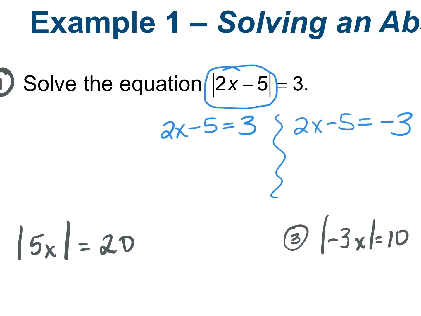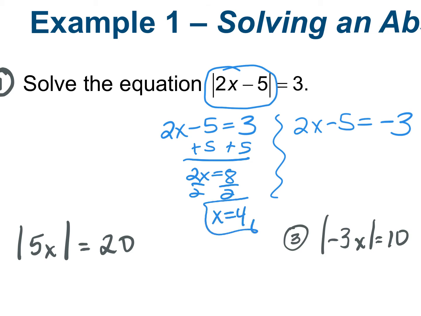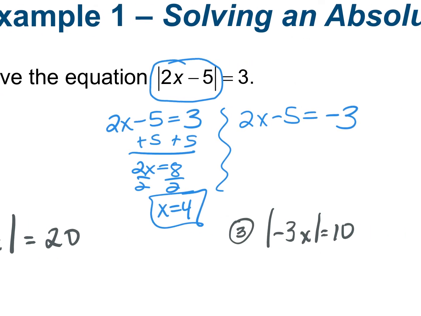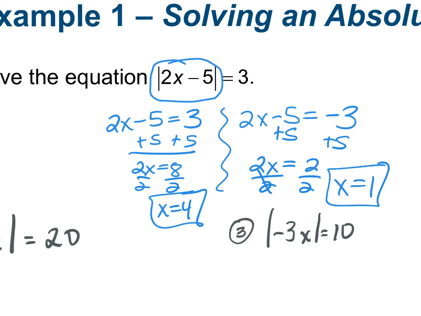So I'm going to add 5 to both sides. I get 2x equals 8. I divide both sides by 2. And over here, I get x equals how much? 4. Over here on this side, I'm going to add 5 to both sides. I get 2x equals what? 2. Divide both sides by 2, and I get x equals what? 1. Good.